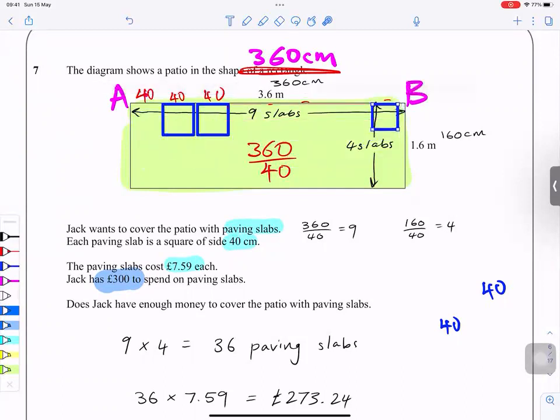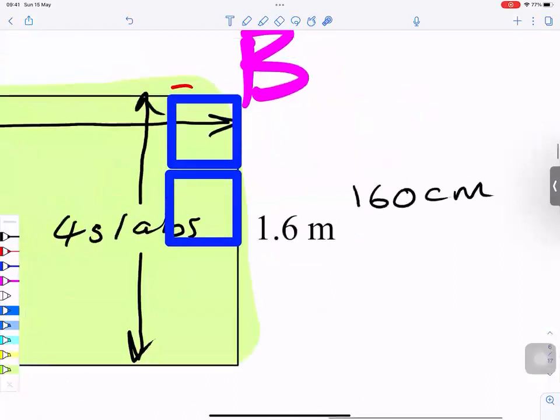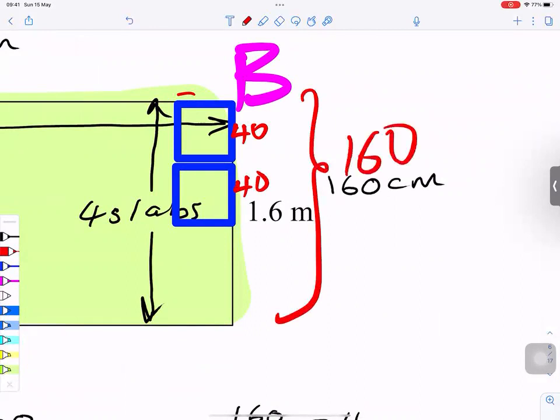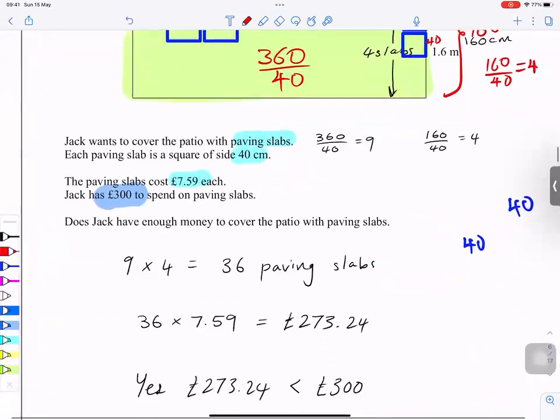So there's one there. Let's duplicate it and put another one. How many of them would fit on this side? The length of this side, each of them is 40, 40, and this length is 160. So how many of them will be there? 160 divided by 40 gives you 4.